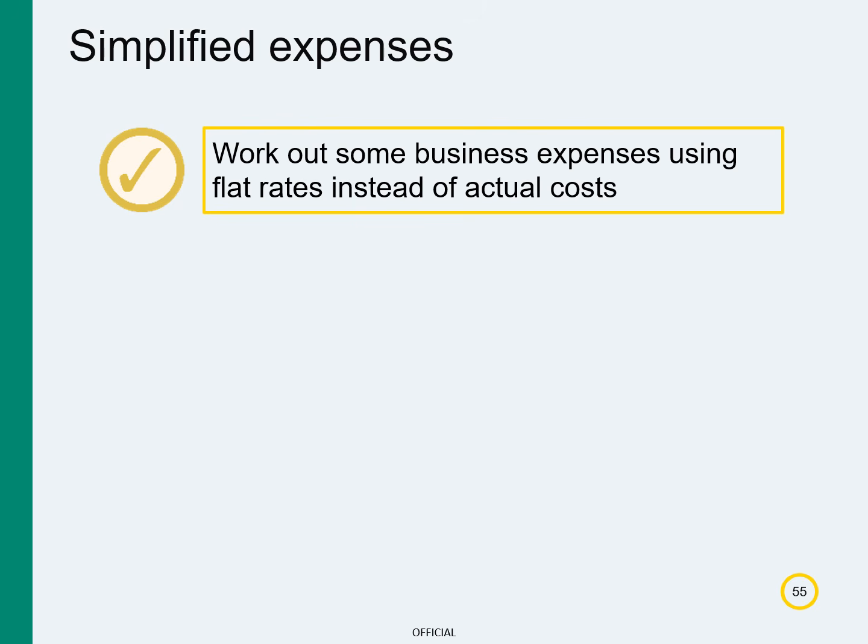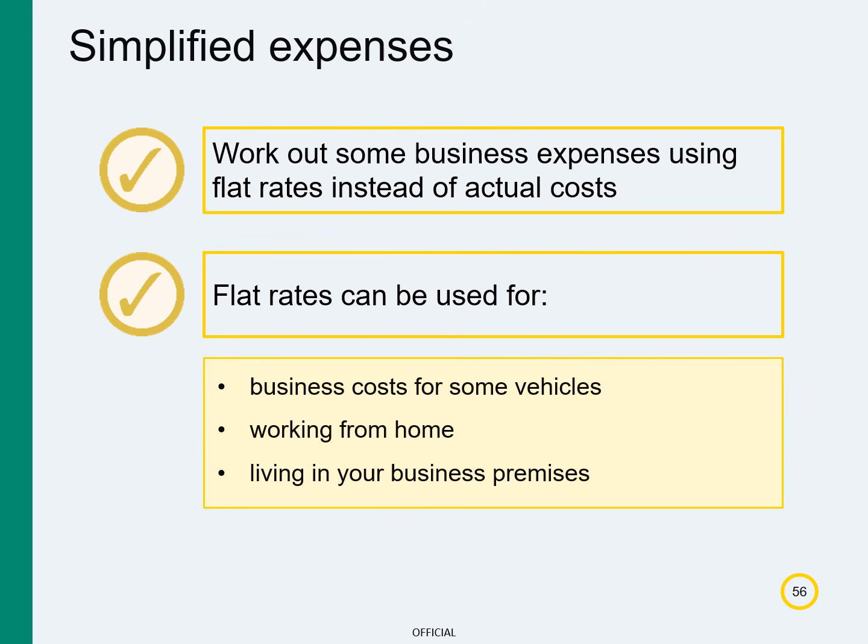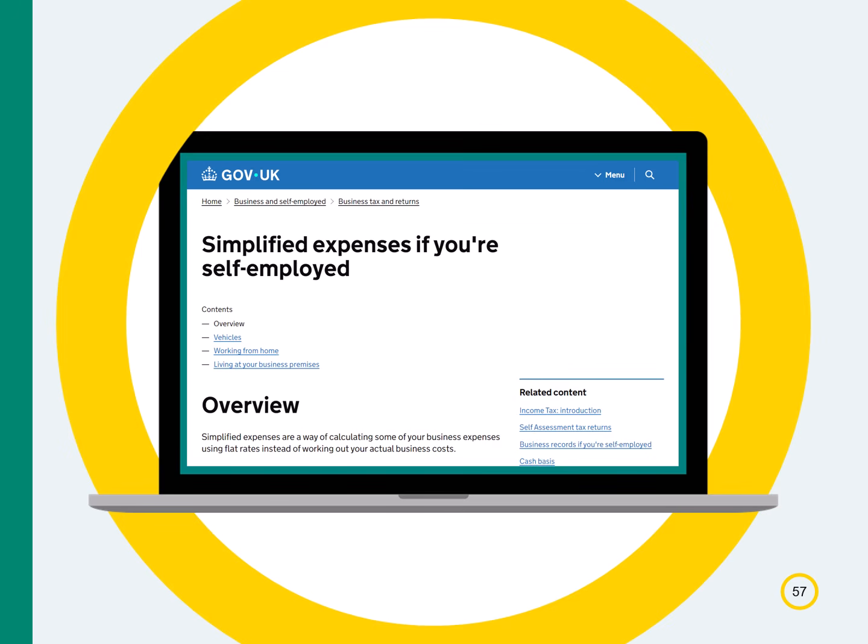When you're self-employed, you can also use something called simplified expenses for some costs. They're a way of working out your business expenses using flat rates instead of your actual business costs. You can use flat rates for business costs for some vehicles, working from home, and living in your business premises. You can find out more about simplified expenses and how they work on gov.uk.